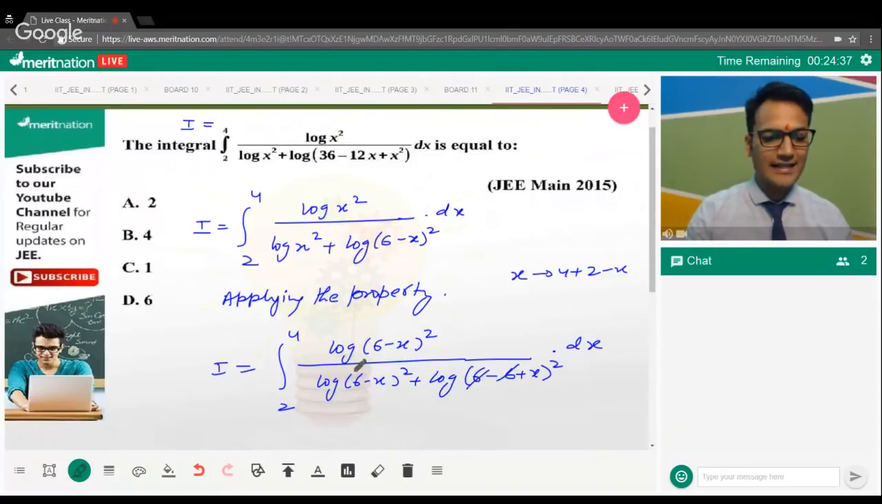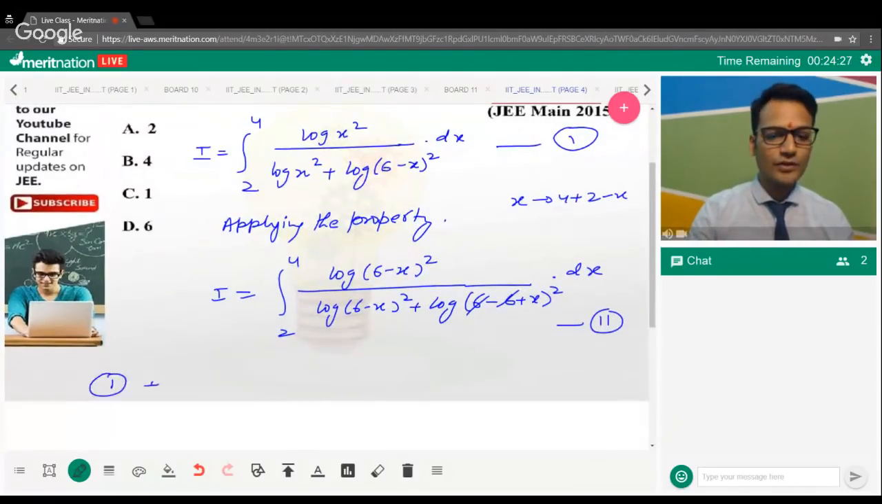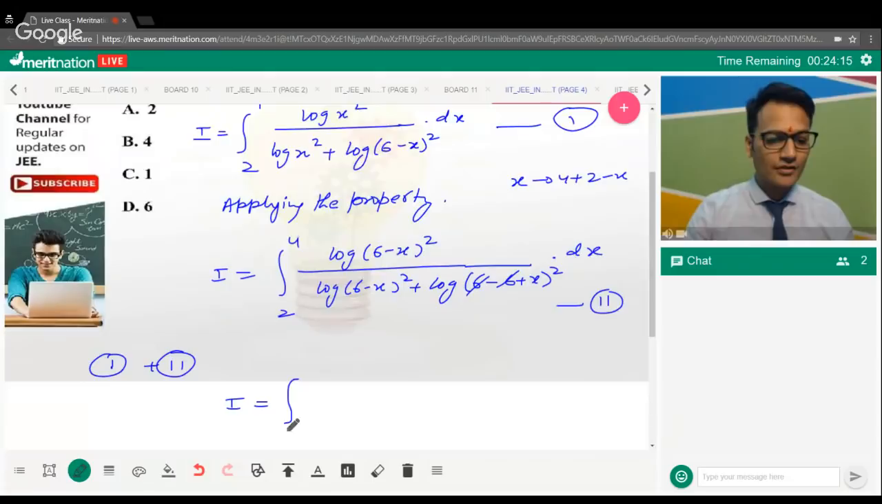The 6 and 6 get cancelled out. So basically, this is a new I which we have generated. Let's say this is equation 1, and let us assume that this is equation 2. Now again, if I add 1 and 2, what will we get? This is JEE Mains 2015. We did a question from 17, from 16, from 15. So you can see how consistent this property is, which can be applied to almost all the questions which you get here and there.